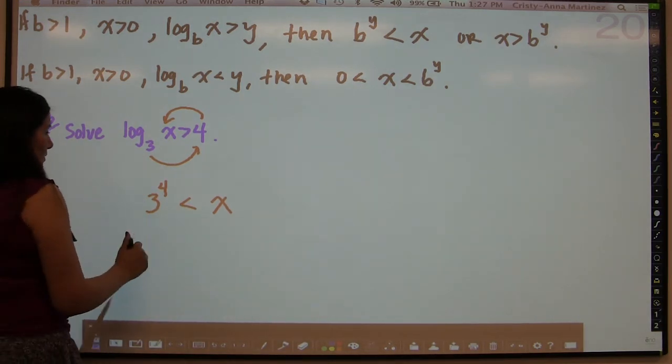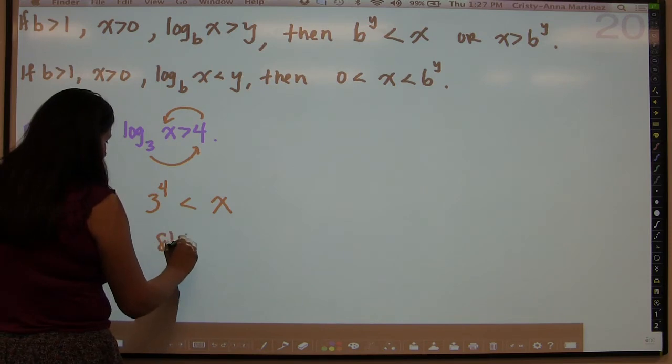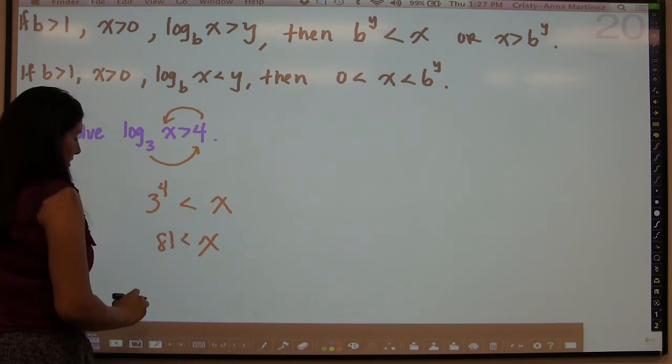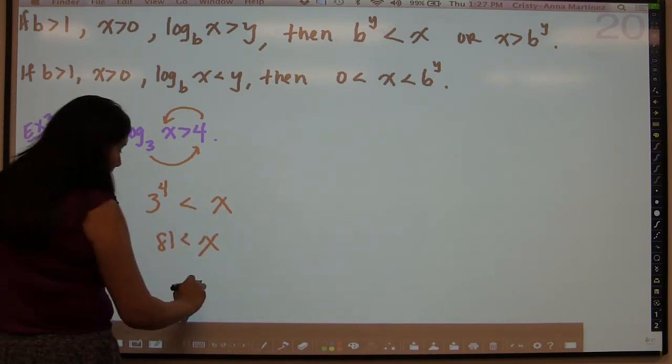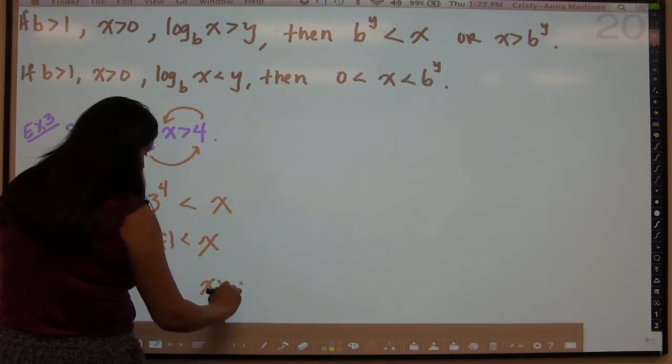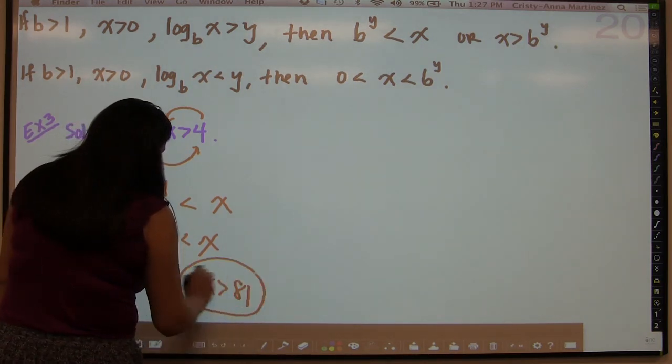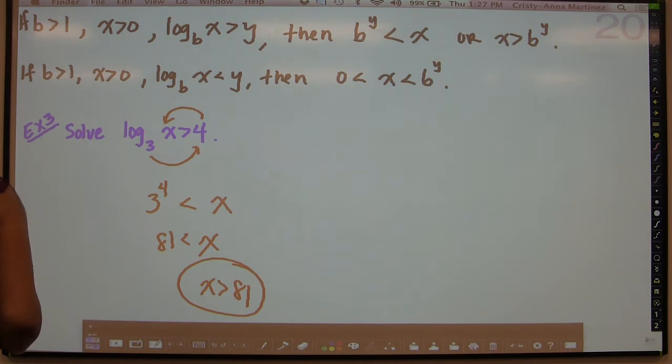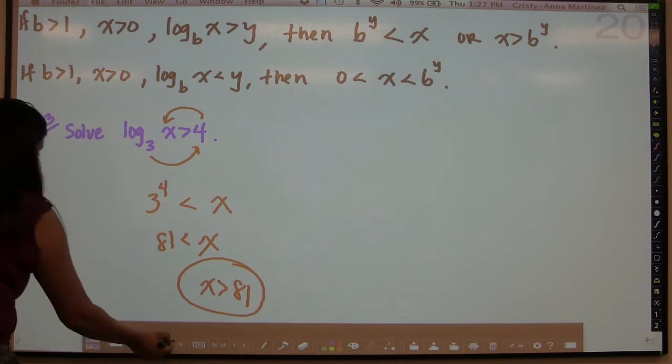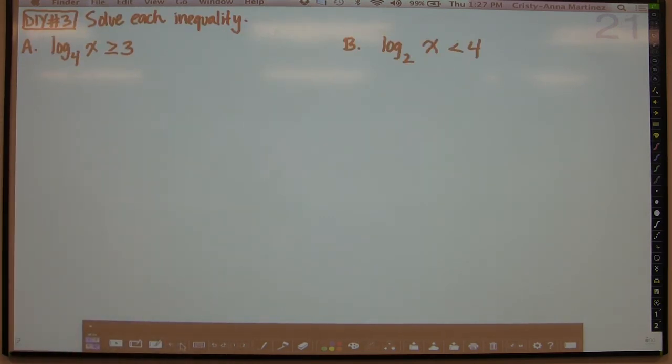So 3 to the 4th power is actually 81. So 81 is less than x, or you could say that x is greater than 81. And that would be your solution for that little guy. So now, we'll let you do these two.